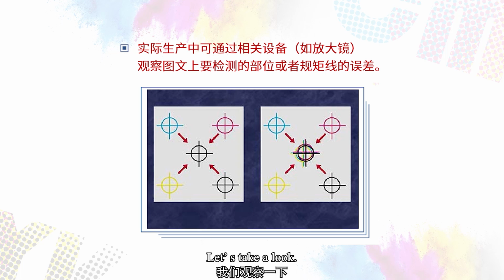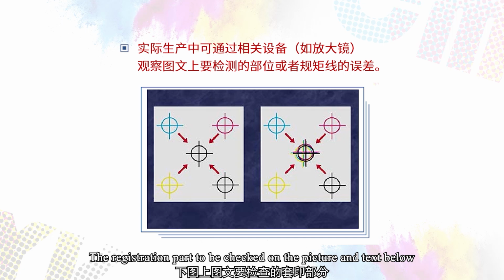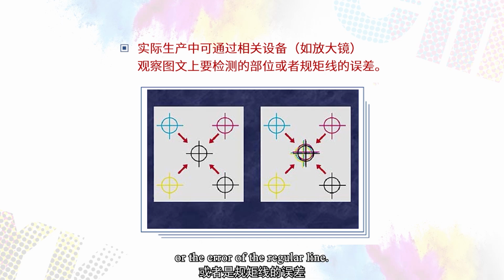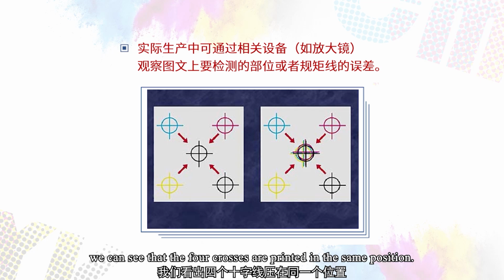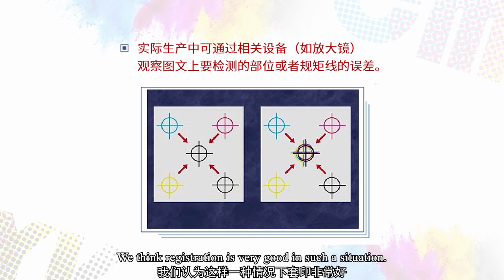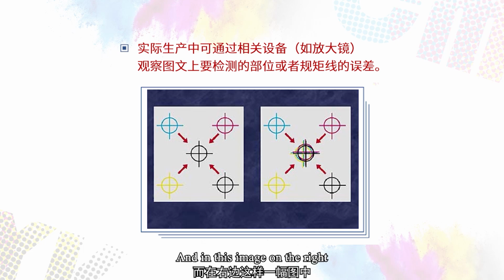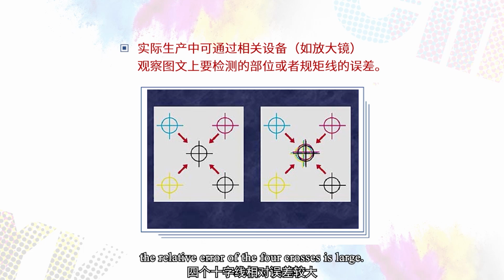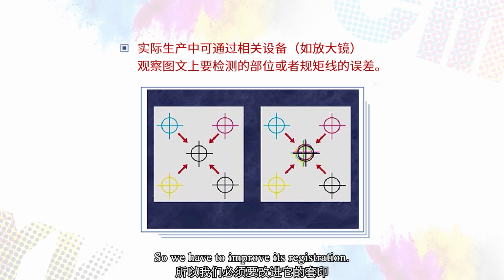Let's take a look. Check the registration part on the picture and text below, or the error of the regular line. In these two pictures, in the picture on the left, we can see that the 4 crosses are printed in the same position. You can barely see the relative error between them. We think registration is very good in such a situation. And in the image on the right, the relative error of the 4 crosses is large. So we have to improve its registration.